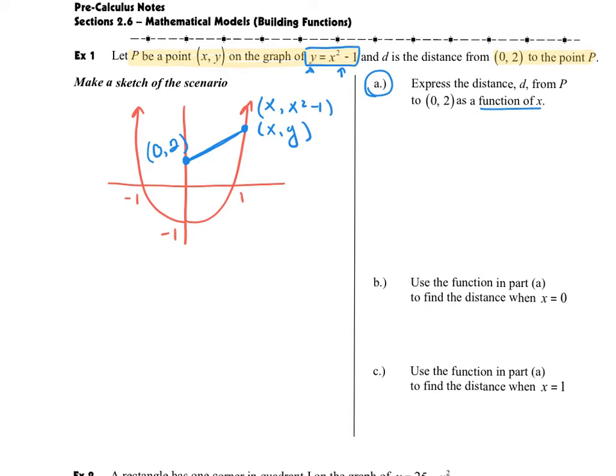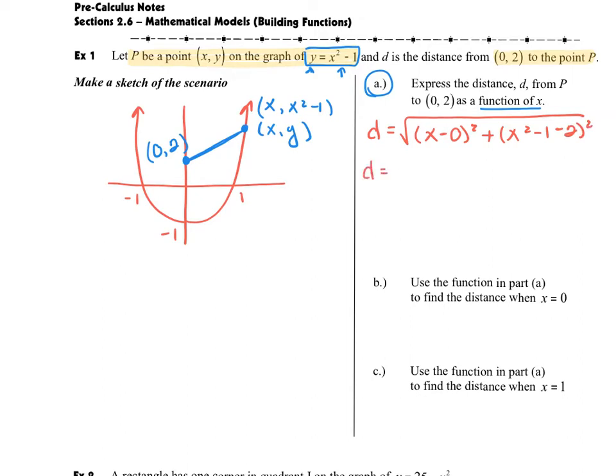Now I can go over here to part A and I can start actually finding my distance between these 2 points, the general point on the parabola and my point 0, 2. So I'm just following my distance formula. Remember, it doesn't matter what point we put first, but in this case it's going to be a little easier if we put the points that have the variable first. So I'm going to do x minus 0. Of course, that's going to simplify quickly. Then I'm going to have my x squared minus 1, and then I need to subtract the 2, and then that whole quantity has to be squared.